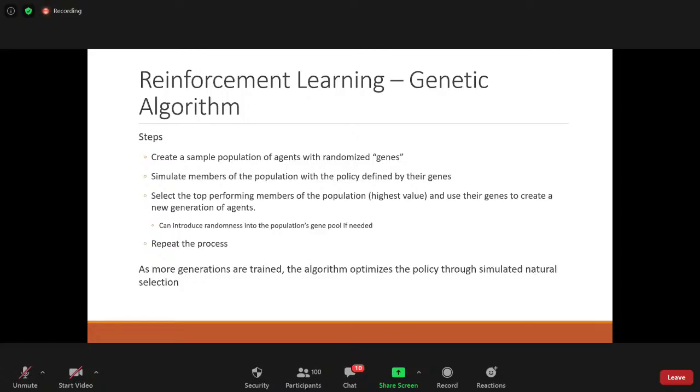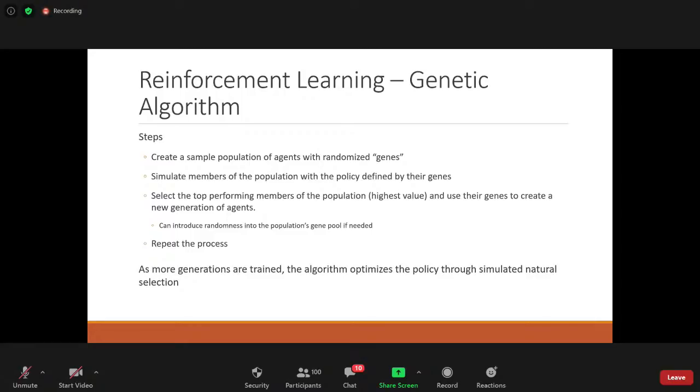this program. Once we handpick those top performers, we can use those genes to splice and generate new genes, maybe modifying the string a little bit, generating a new, very similar population. And then we repeat that process on the new population. This is very similar to how natural selection works in the world.